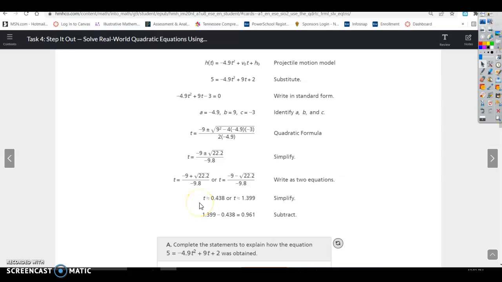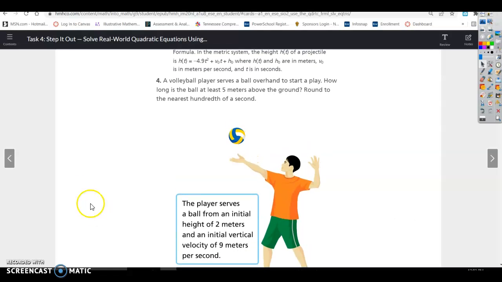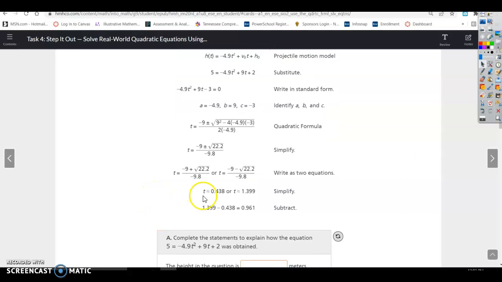Once we do that, they get all the way down to the last step, and then they simplify and say t is approximately 0.438 and t is approximately 1.399. If you think about it, this volleyball is going to follow a parabola, and it's an upside down parabola. We know it's upside down because the leading coefficient is negative. So the part between the two times here will be above 5 meters, which is what we're looking for.